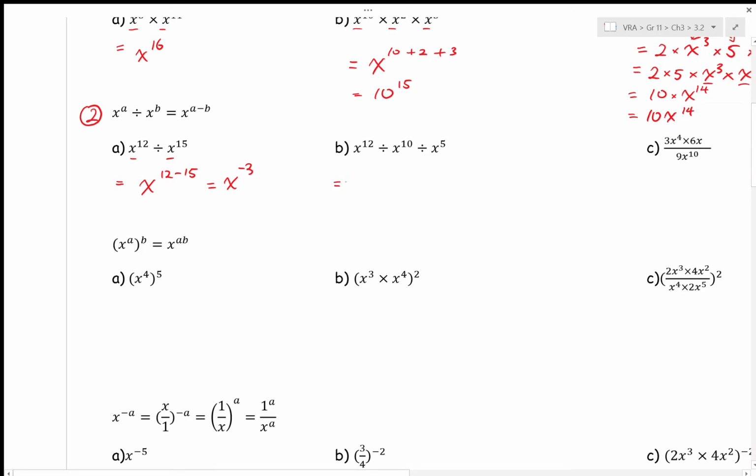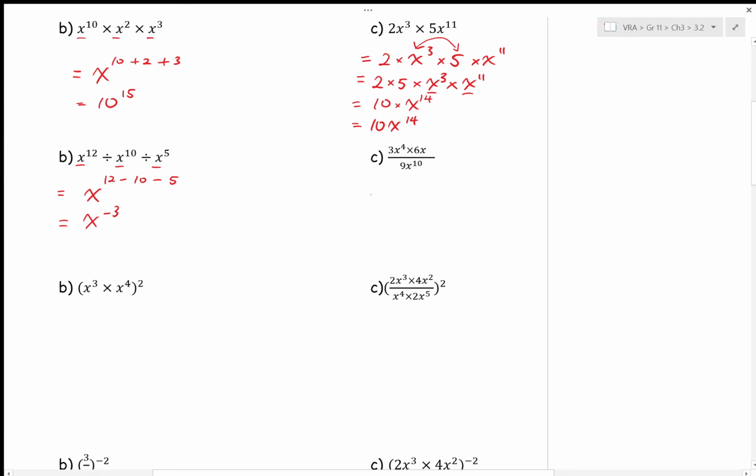Now the next one, same thing. So we have x and x and x. So x stays the same, then 12, 10, and then 5. Now it's division between 12 and 10, so it's subtraction, and then between 10 and 5, it's also division, so it's again a subtraction. So then this becomes x to the power of -3.